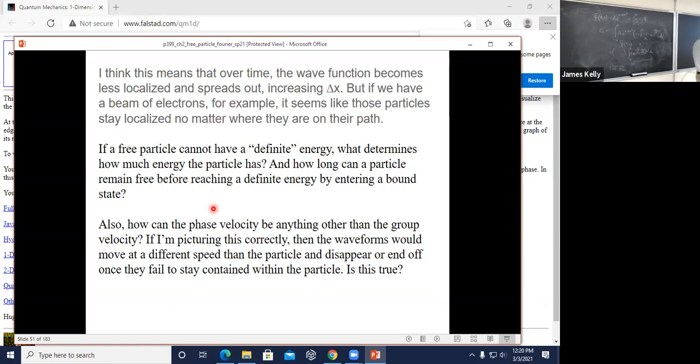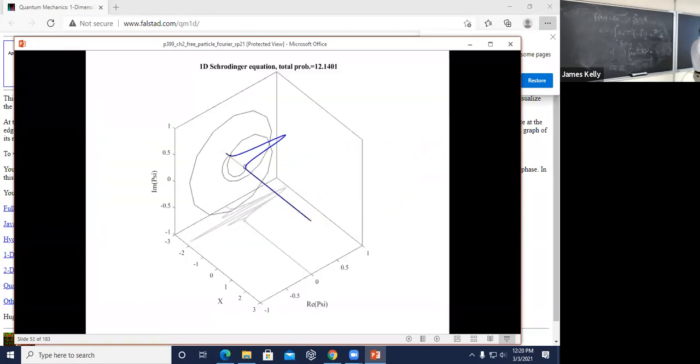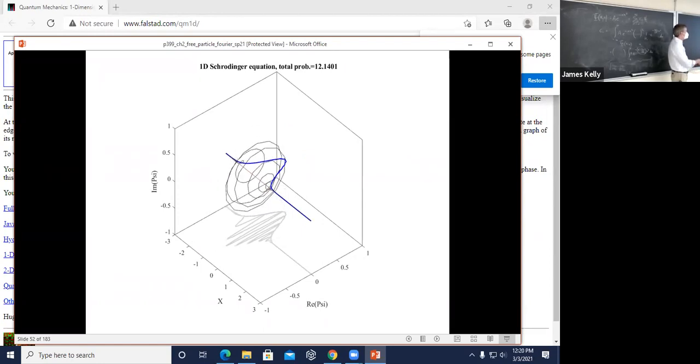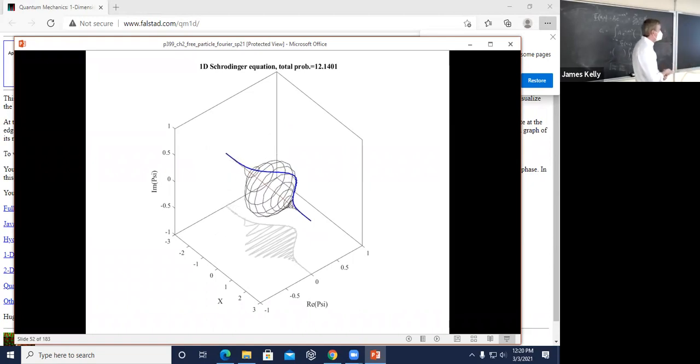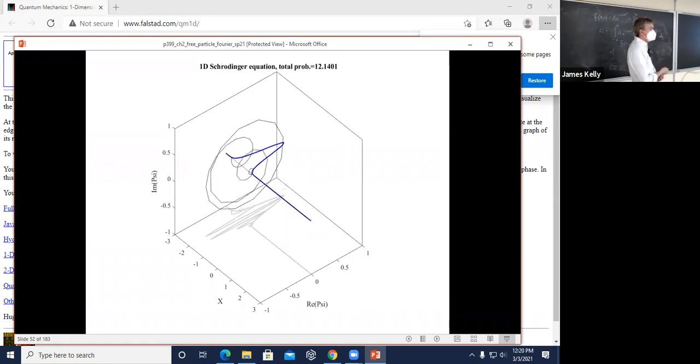How can the phase velocity be anything other than the group velocity? The waveforms would move at different speeds than the particle and disappear or end off once they fail to stay contained within the particle. Is this true? Well, I think this animation hopefully answers that, right? Here, the envelope is moving at a different speed than these. They're sort of falling behind the envelope, but they're not disappearing. I mean, as the bumps move back, they get lower and lower in amplitude, but new ones appear at the front of the envelope. So I don't think there's any problem with that.